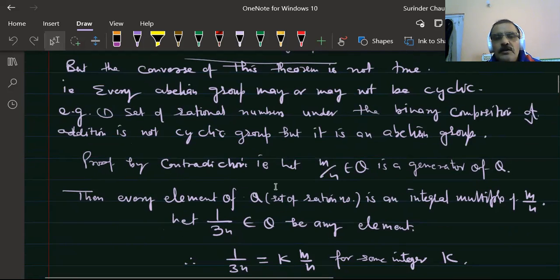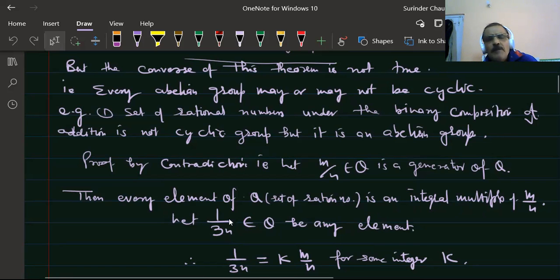The proof is by contradiction. Let's take a rational number of the type m by n. By the definition of a rational number, m and n are both integers, m and n are relatively prime, and n is not equal to 0. Suppose Q has a generator of the type m by n. If Q has a generator under the binary composition addition, then every element of Q is an integral multiple of m by n.